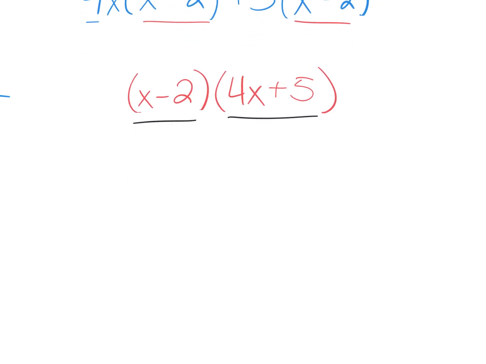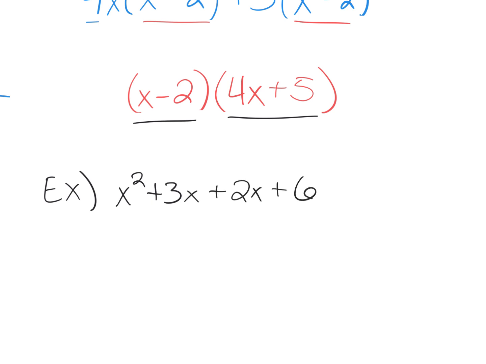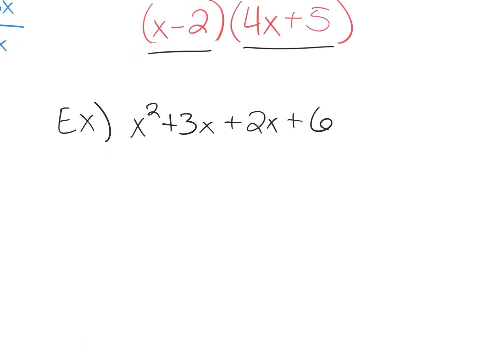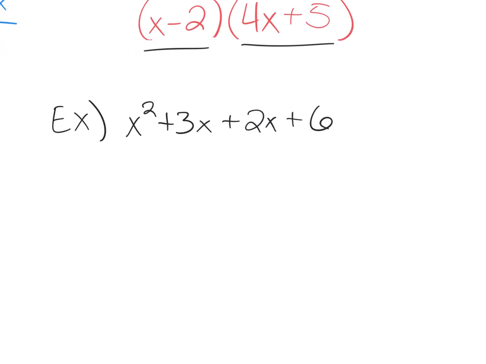Let's do another example. If I have x squared plus 3x plus 2x plus 6. First of all, how do you know if you're going to factor normally or factor by grouping? How many terms there are? How many terms we got? 4, so we're going to factor by grouping.